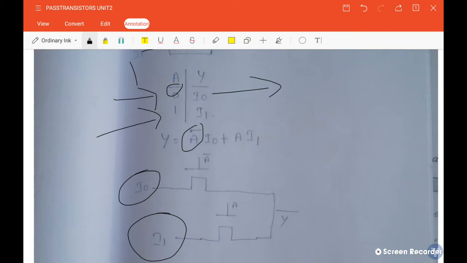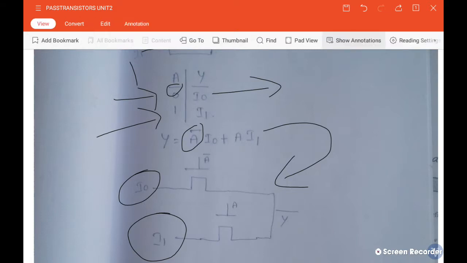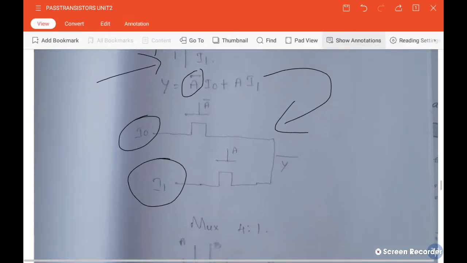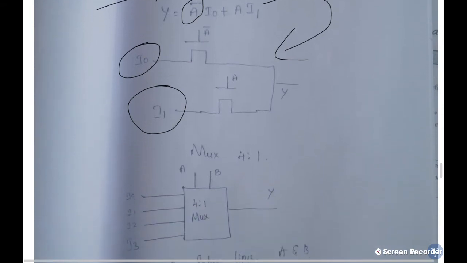I0 A bar plus I1 A is equal to your Y. This expression is now drawn into this circuit. The circuit gives I0 A bar plus I1 A, which is going to give you our output Y. Like this we can implement many logical expressions and form the circuit.